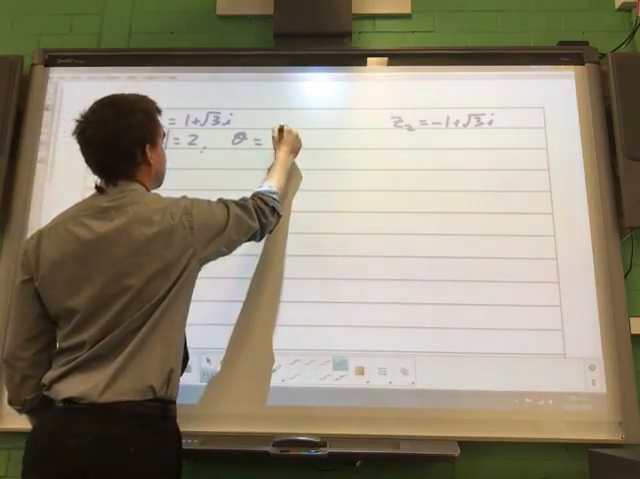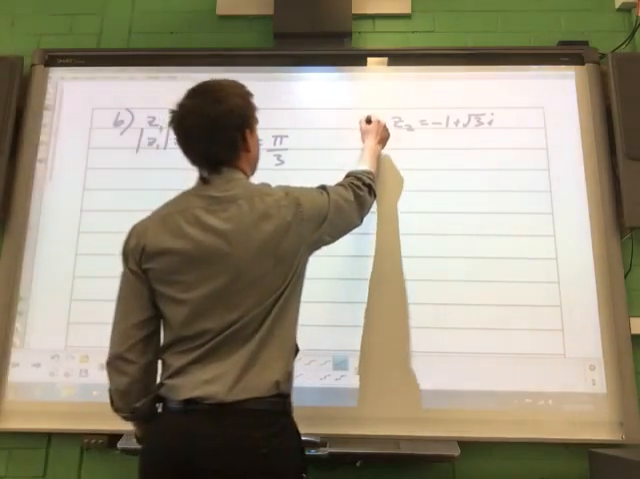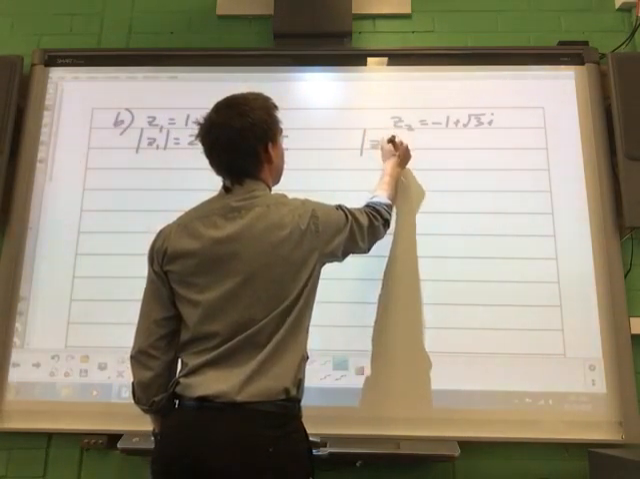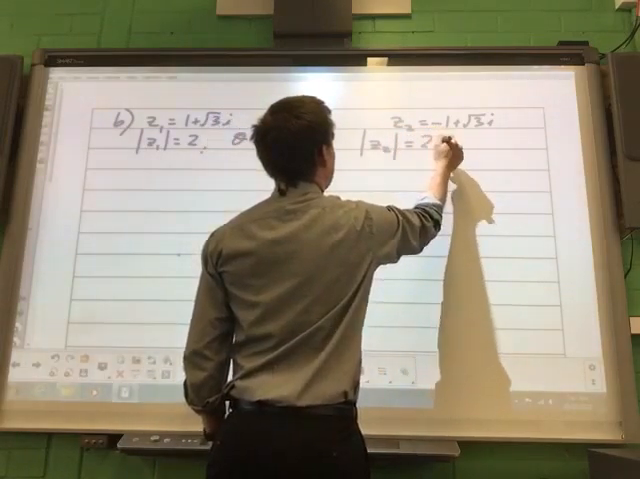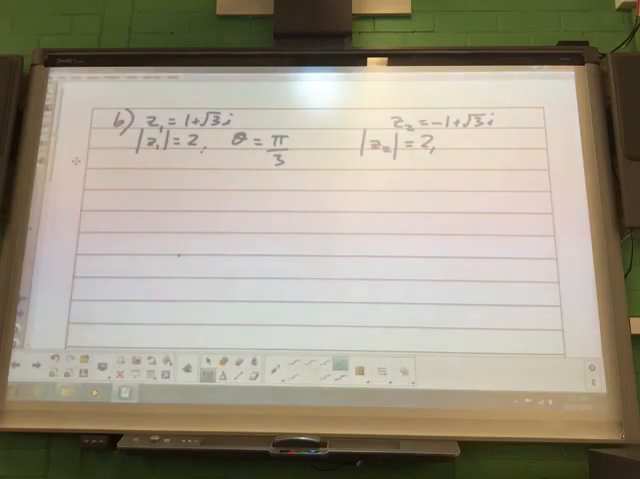Root 3 on 1, which is going to be pi on 3. So we take the tan inverse of y over x. And in the first quadrant, both the real and the imaginary part are positive. The modulus of Z2 is also going to be 2, from 1 squared plus root 3 all squared.